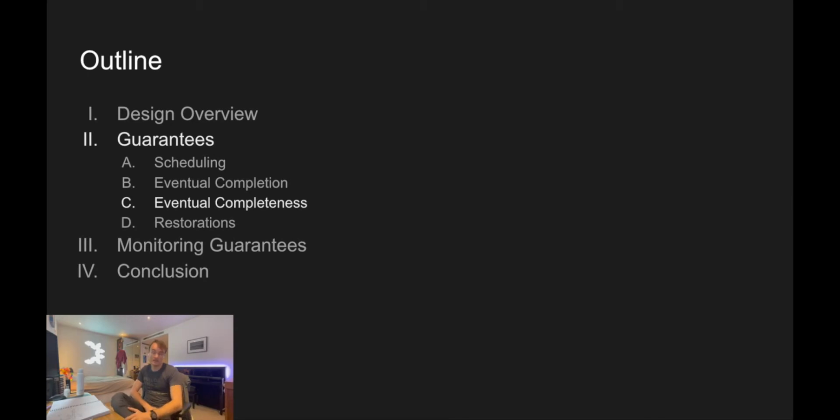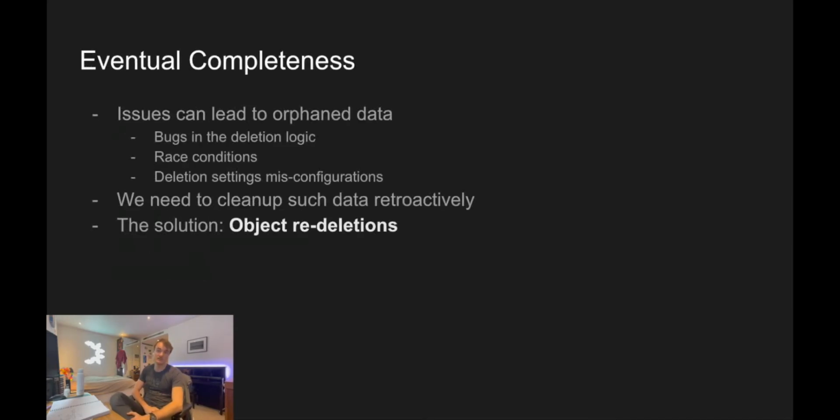The other guarantee we have is eventual completeness, which basically means that everything is going to be deleted. We're not going to leave any data behind. And we have multiple issues that can lead to orphan data, right? So you can have bugs in the deletion logic. You can have race conditions where some processes somewhere write data that refers to the data you're trying to delete right now, and those processes don't have knowledge of each other. Or you can have misconfiguration of deletion settings that might lead to orphan data, right? And we need to make sure that everything is cleaned up retroactively.